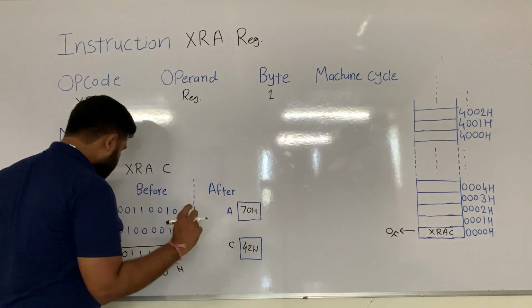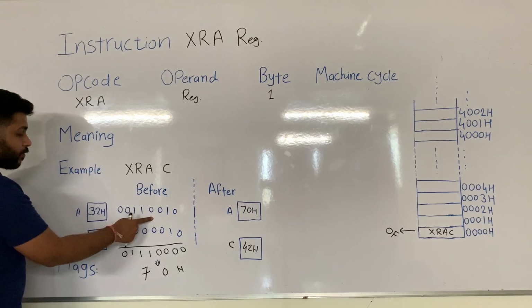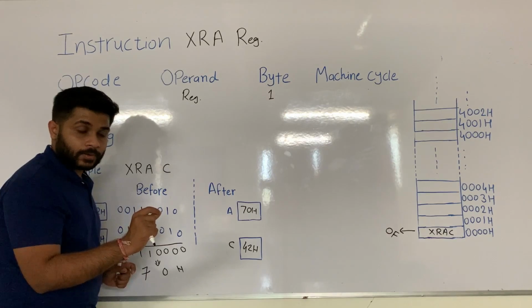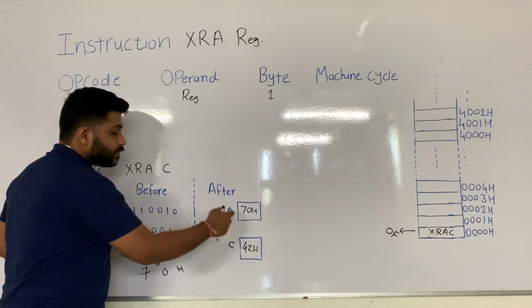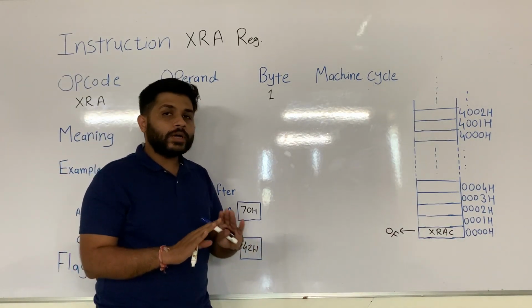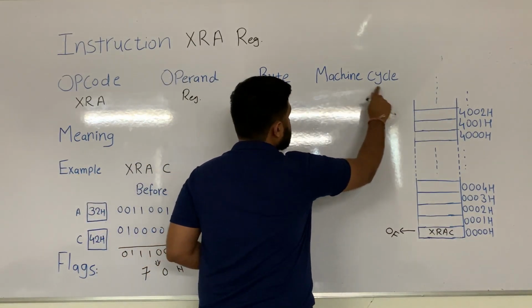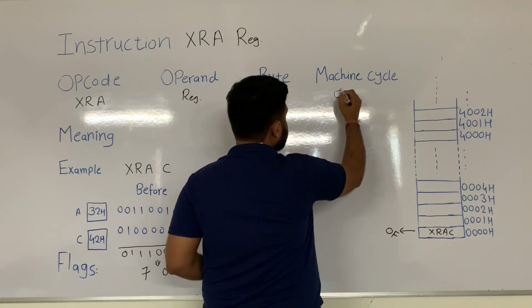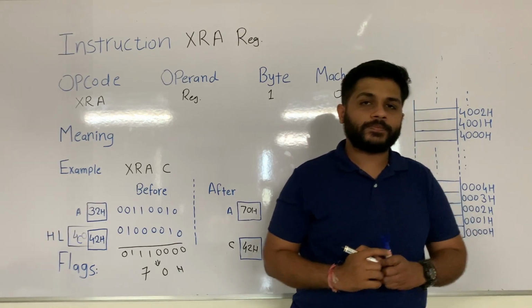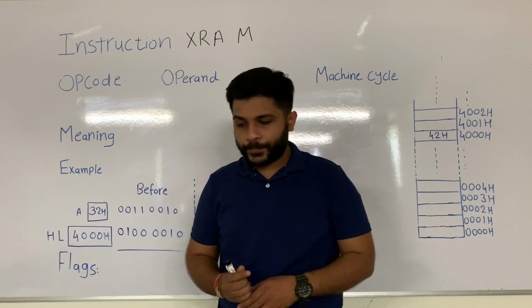Now if you pay attention, during the execution the XOR is performed between two registers, and these two registers are part of the microprocessor, and the answer is stored in the accumulator, which is again part of the microprocessor. It means during the execution no interaction with memory is happening. So for this instruction only one machine cycle is needed, that is opcode fetch, and that is it for this instruction.